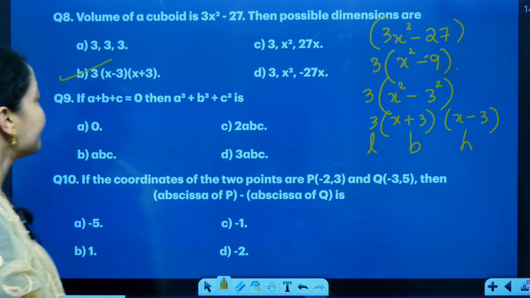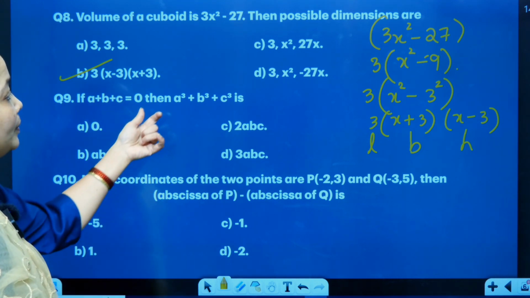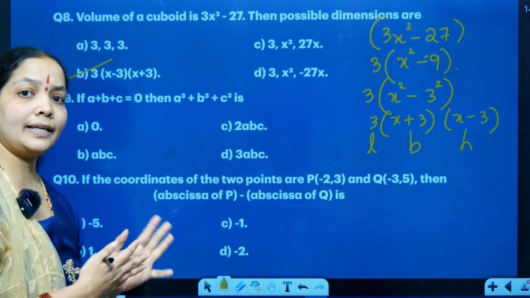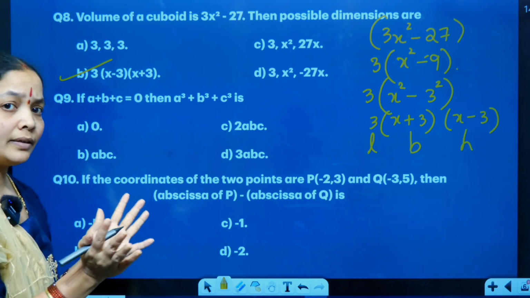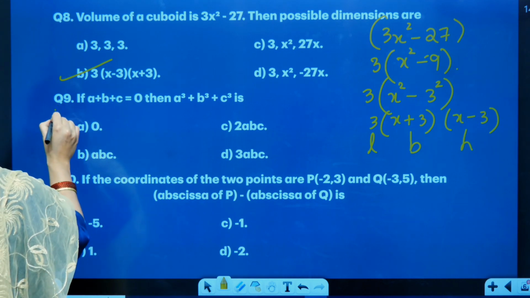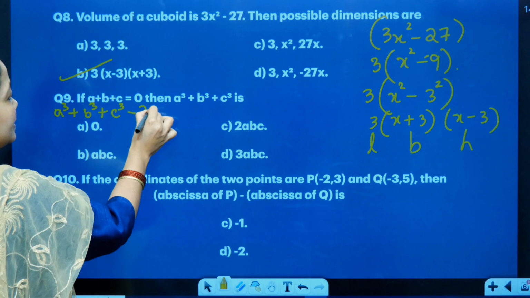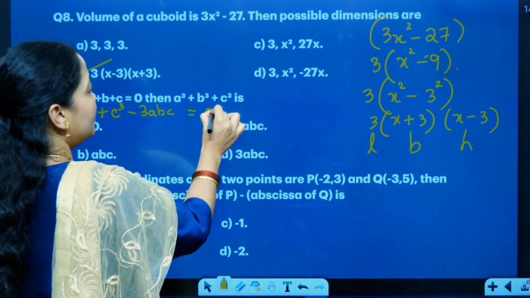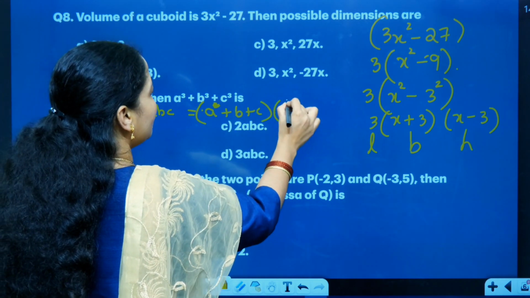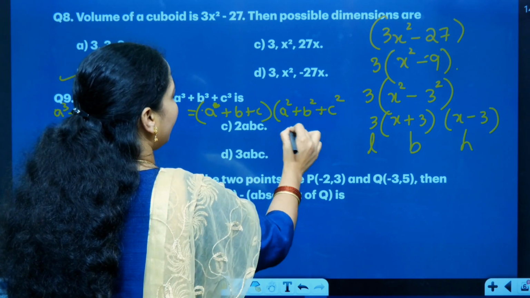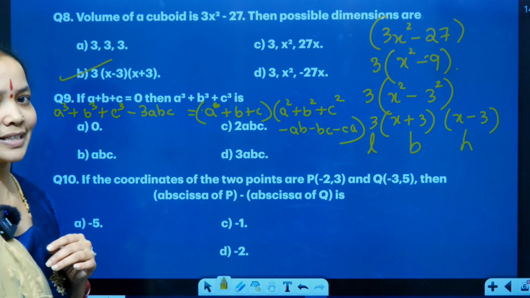Moving to 9th one, if a plus b plus c is 0, then a cube plus b cube plus c cube is. This is an identity, the last identity of polynomials chapter. The identity is very big. The identity says that if I have a cube plus b cube plus c cube minus 3abc, that is always equal to a plus b plus c into a square plus b square plus c square minus ab minus bc minus ca. This is the lengthiest identity of the whole chapter in class 9th.